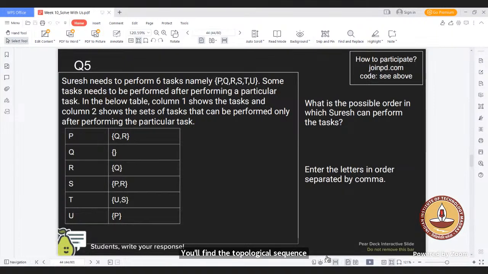And you can enter the answer in the chat box, enter the letters in order separated by comma. And one more thing, there can be more than one option correct. I mean, you can get two sequences. For example, A, B, C, D, E can be one thing, or A, B, C, E, D also can be the other one. I'm just giving an example. So the sequence can differ, but if you get the sequence, just type the letters and post it in the chat box.